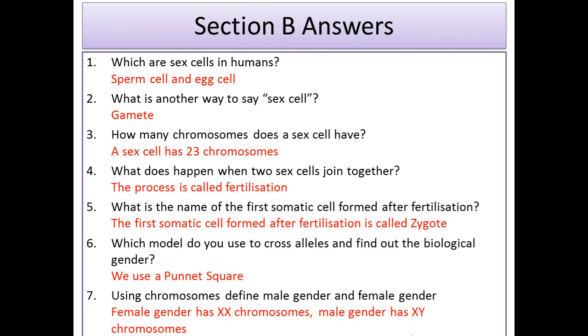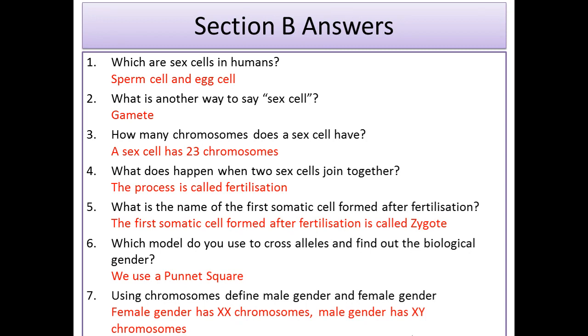Oops, sorry. So, section B. Which are sex cells in humans? So, sperm and egg cells. What is another way to say sex cell? We call it gamete. How many chromosomes does a sex cell have? 23 chromosomes. Just a sex cell will have 23 chromosomes. All the rest, all the other somatic cells, will have 46.